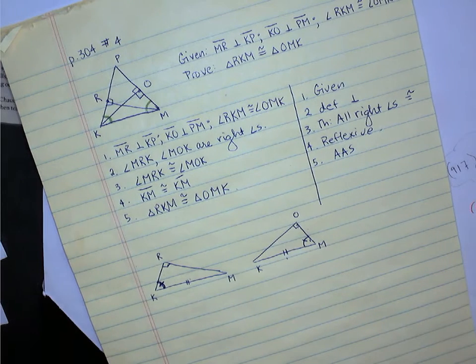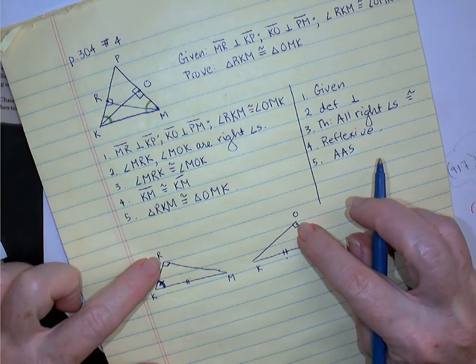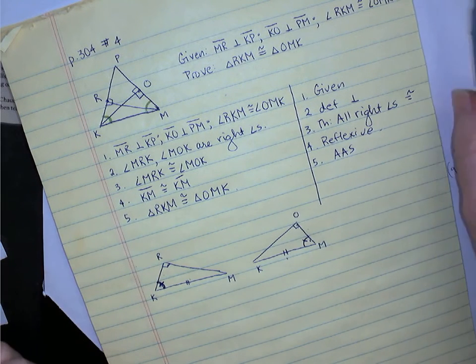triangle RKM is congruent to triangle OMK. So notice one thing, if we are using HL, we have to state that we have right angles. We don't have to state that they're congruent. If we're using angle, angle, side, and one of our pairs of congruent angles happen to be right angles, we do have to state that those are congruent.